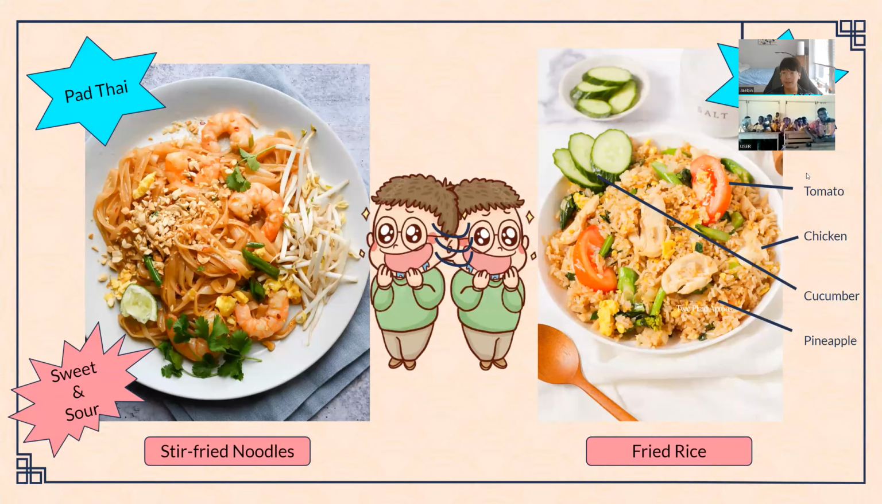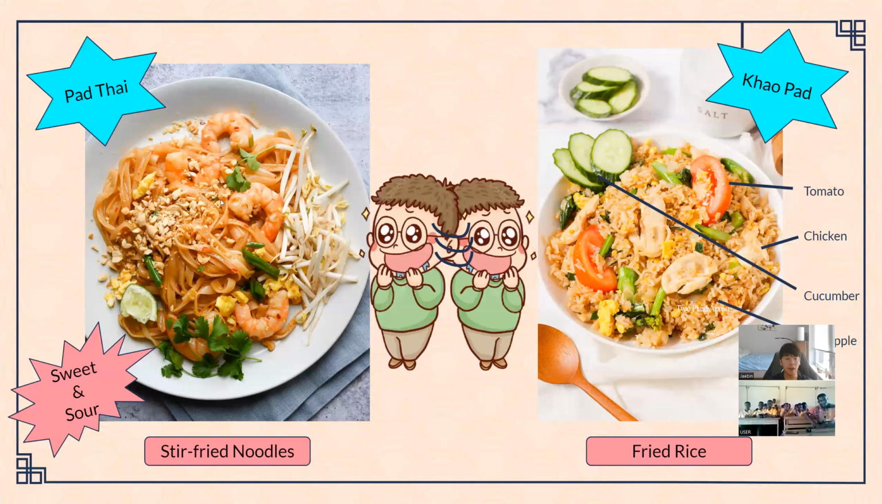And I have a couple examples here. On the left is Pad Thai, which is stir-fried noodles, and it contains mostly shrimp, and bean sprouts, as well as some coriander for the spices. Pad Thai is very sweet and sour, and it's the contrasting flavor between sweet and sour which makes this taste good. It's just noodles with, again, proteins like shrimp and bean sprouts.